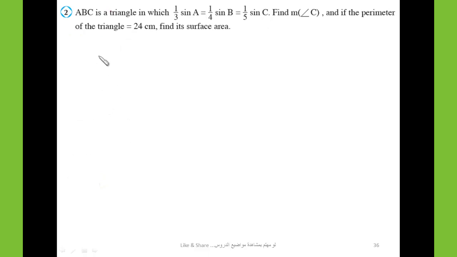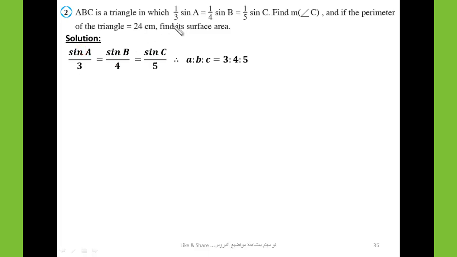Second part of question 2. ABC is a triangle in which 1 over 3 sine A equals 1 over 4 sine B equals 1 over 5 sine C. Find the measure of angle C, and if the perimeter of the triangle is 24 centimeters, find its surface area. Solution.